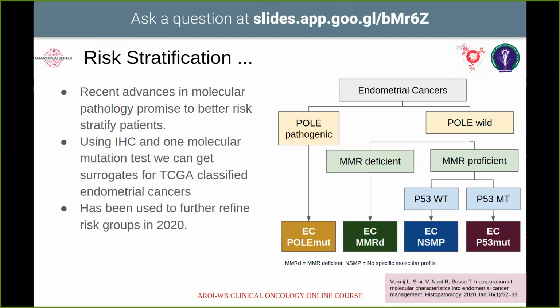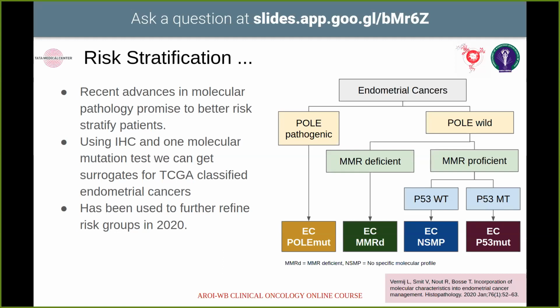You first go ahead and do POLE testing. If your POLE has a pathogenic mutation, which typically occurs in P286R, V411L, S297F, and so on, and two other locations, you consider it to be a POLE mutated type of endometrial cancer. These endometrial cancers have an excellent prognosis.